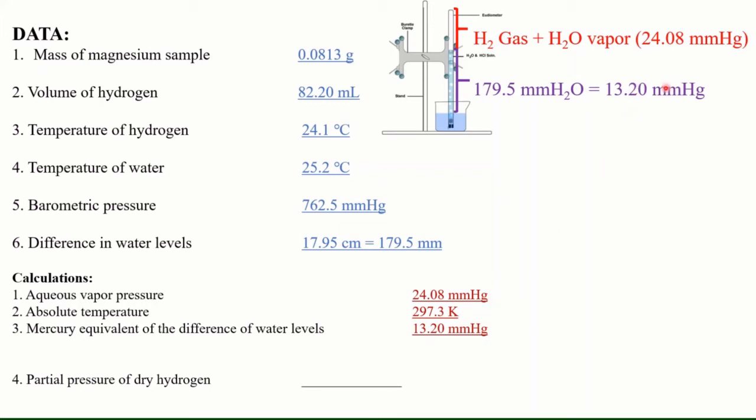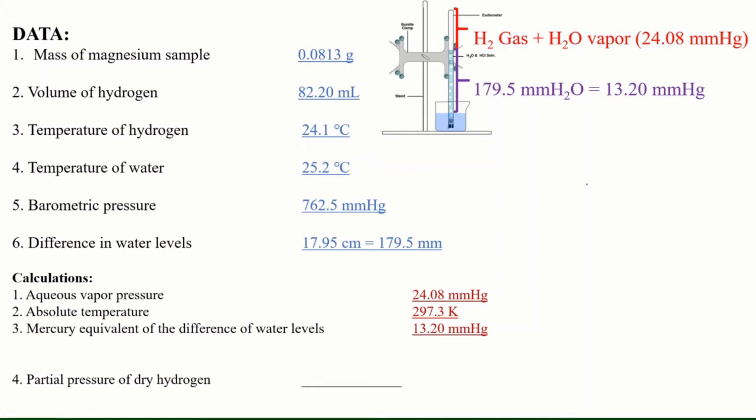If you remember, this is Dalton's law of partial pressure, which states that the total pressure, the barometric pressure, is equal to all of the partial pressures: the partial pressure of hydrogen gas, the partial pressure of water vapor, plus the partial pressure of the column of water. So let's look for the partial pressure of dry hydrogen. Of course, dry hydrogen means without any water vapor, so we have to subtract the water vapor from it. Let's begin with Dalton's law of partial pressure.